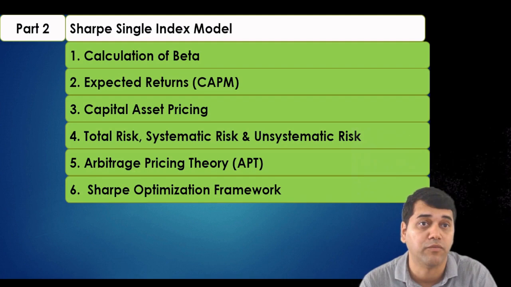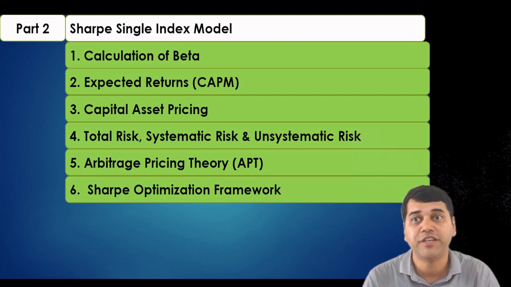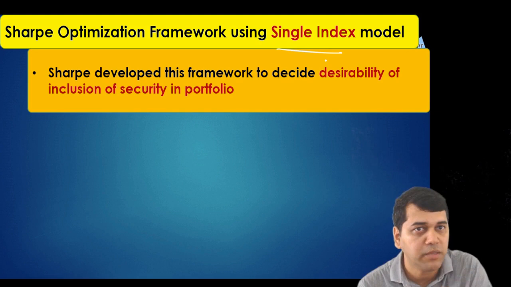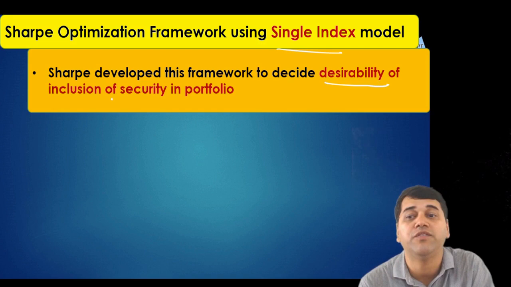It is the framework to select the portfolio. In Markowitz portfolio theory, how did we select the portfolio? We discussed the efficient portfolio and the optimum portfolio. For two stocks having the same return, the lower risk you keep, the higher risk you discard. That way we selected the optimum portfolio. So Sharpe also suggested one framework for the optimum portfolio. How? It uses the single index model, beta. That means it must be based on the beta factor. This framework was developed to find out the desirability of including a security in the portfolio. Like which security should I include in my portfolio?